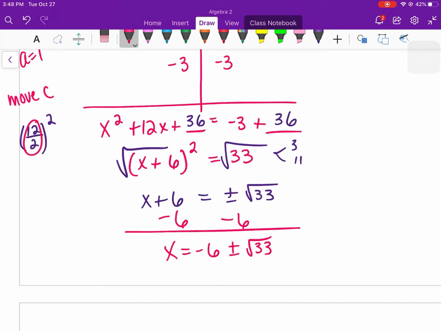The whole number goes first, and then the square root of 33. So it's -6 plus the square root of 33 and -6 minus the square root of 33. We leave our answer like this so that it's exact and not a decimal, because it's irrational. The decimal would go on forever. So we just leave it like this, in exact form.